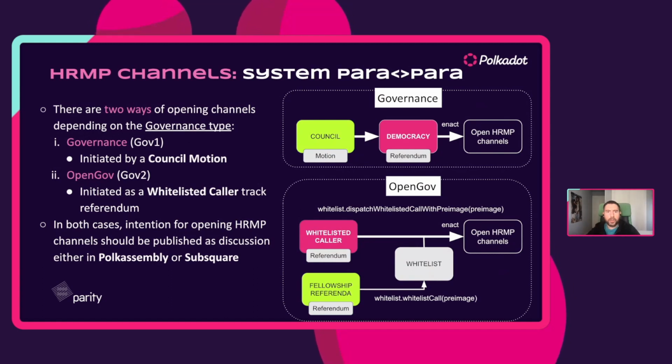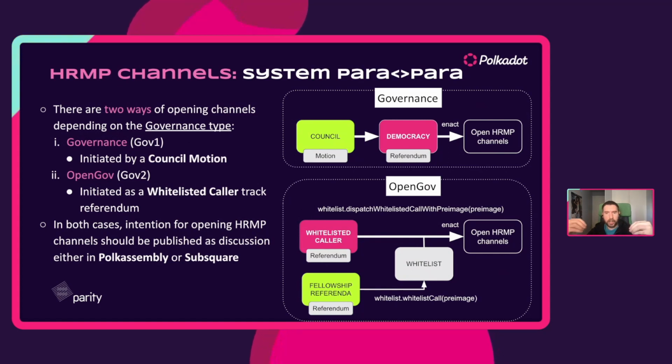So there are also two ways of opening channels. It will depend on the governance type. Okay, so if we are in Polkadot, where we still have the old governance version 1, the process will start with a council motion that will become like a democracy referendum to be finally enacted.